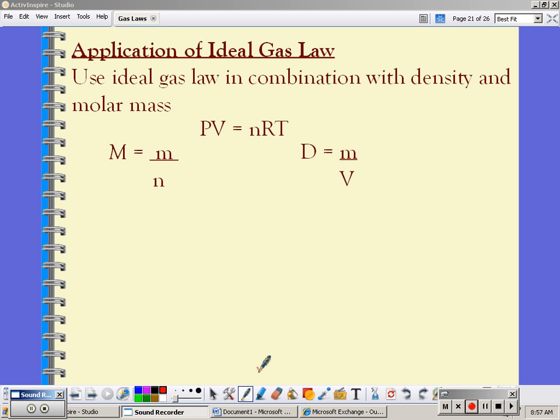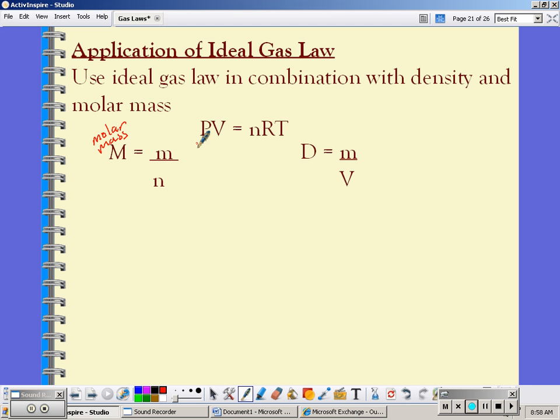Application of the ideal gas law. You can use the ideal gas law in combination with density and molar mass to relate density and molar mass to volume, pressure, and temperature. So if this is our ideal gas law, PV equals nRT, molar mass is grams, or mass, divided by moles.